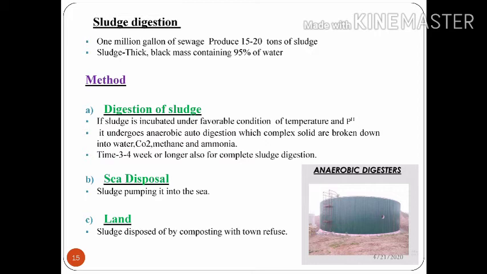The residue is inoffensive, sticky, and tarry mud which will dry readily and form an excellent manure. Sludge digestion is carried out in a special tank known as the sludge digestion tank. Methane gas, which is a byproduct of this sludge digestion, can be used for heating and lighting purposes. Second one is sea disposal. Sea coast towns and cities can dispose sludge by pumping it into the sea.